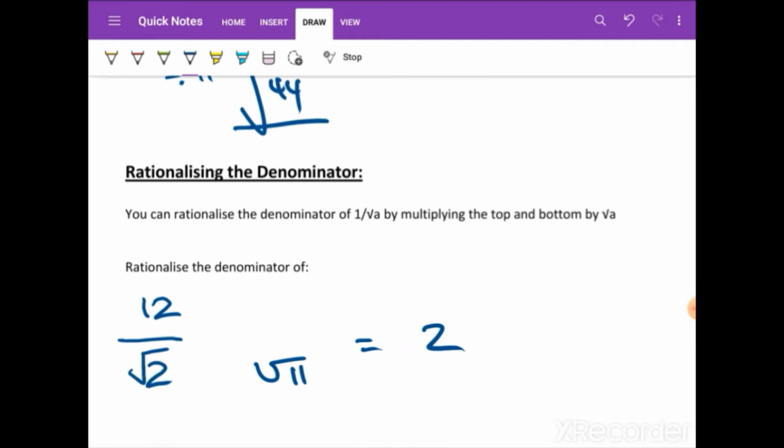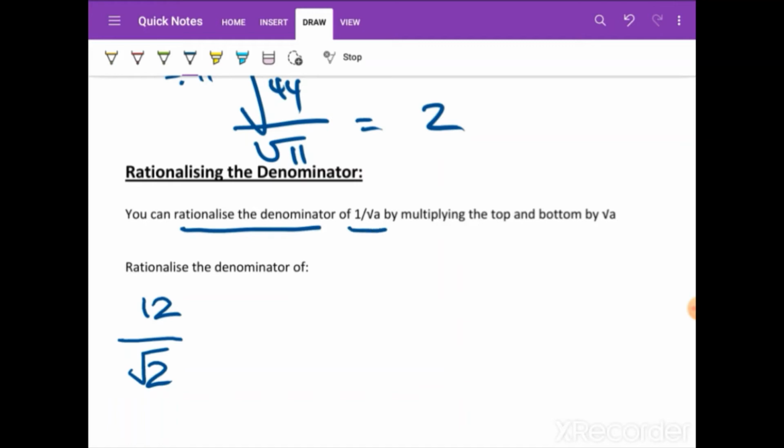The next thing you need to know in this section is how to rationalize the denominator of a fraction. This is when you make sure that the denominator of a fraction does not have any surds or square roots. You can rationalize the denominator of 1 over the square root of a by multiplying the top and bottom by the square root of a.